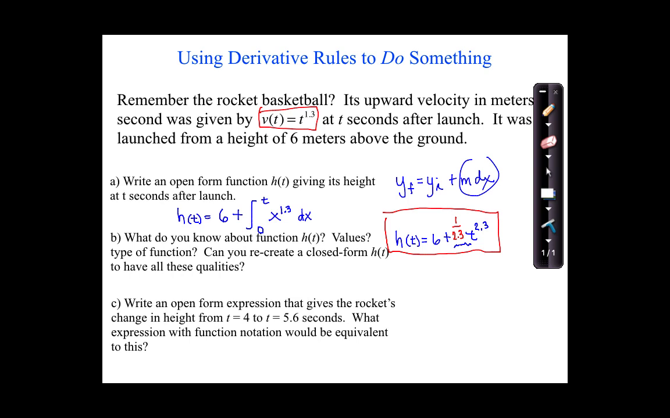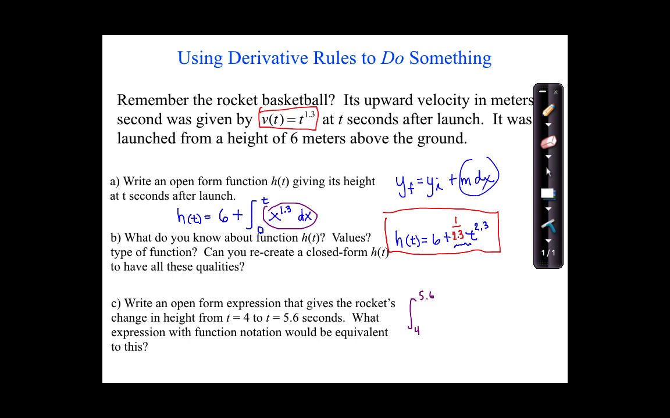So if I want to write an open form expression, so thinking integral, write some sort of integral expression that gives the rocket's change in height from time 4 to time 5.6. So, all right, integral from time 4 to time 5.6. Maybe think, all right, that's my interval of time. And so just remember when you're writing an integral expression, the integrand, the part inside the integral expression, is going to be something of the form m dx. So you want to use all of the different rates from 4 to 5.6 for a little bit of time.